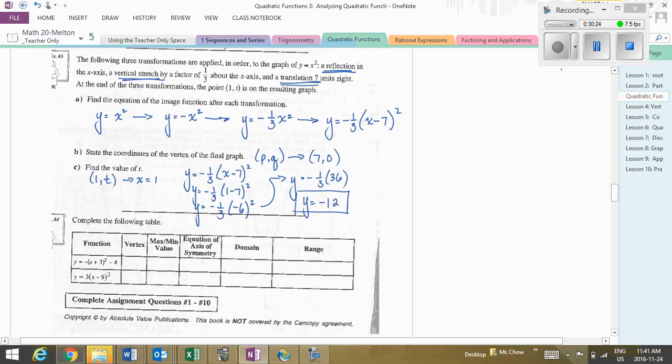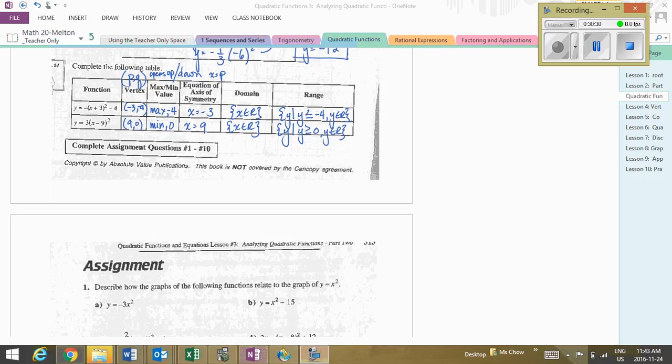Okay, so take a moment and work through class example number 4. So let's take a look then. Our first function is negative (x plus 3) all squared minus 4. So our vertex is always (p, q), so that means it's (-3, -4). Because it has a negative a value, that means it opens down, and so it has a maximum. That maximum is the same as your q value, which is negative 4.